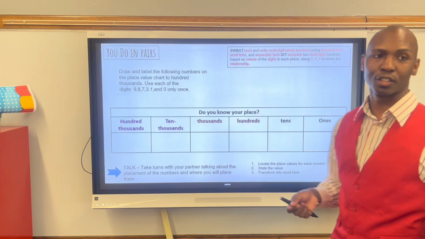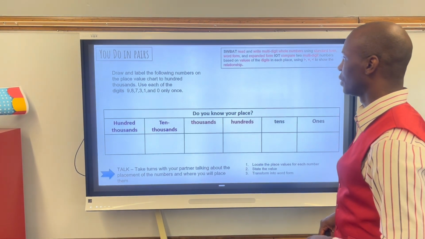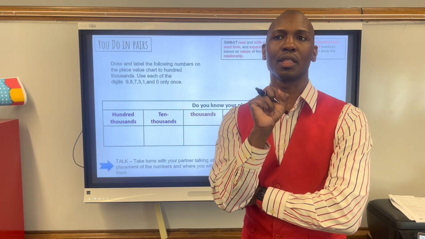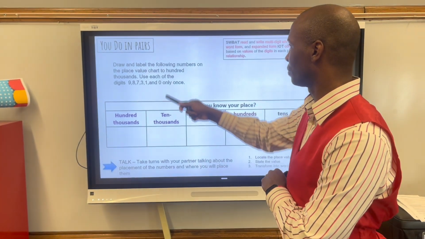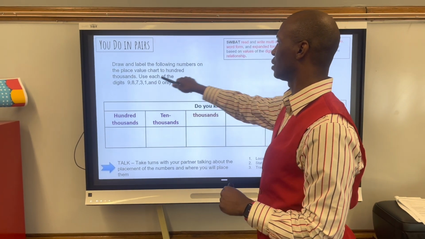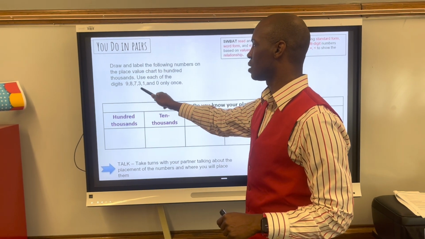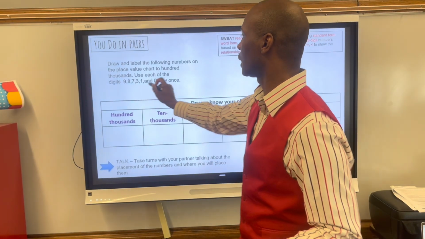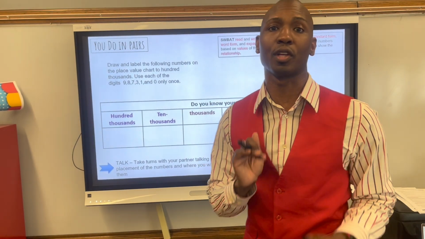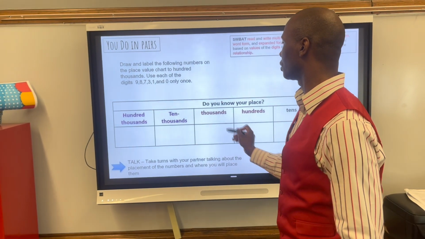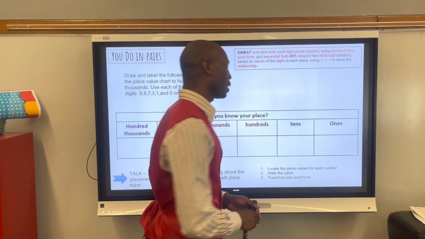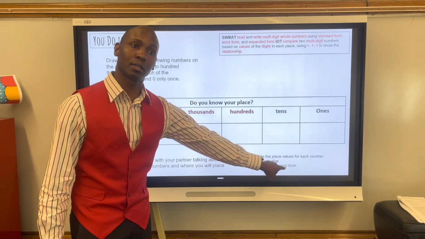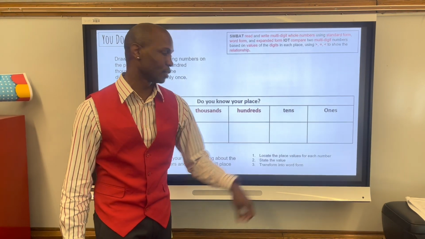I will move on into the you do in pairs. So, the you do in pairs is going to be a little different because now I want to really see how they can take numbers. It's going to say, draw the label following the numbers on the screen. Use each digit once. So they have 6 numbers. And they will have an opportunity to take the 6 numbers and arrange them however they want it to be. But what we want to make sure they can articulate are the same 3 things that we said at the beginning. 1, locate the place value. 2, state those values. And then transform it into word form.